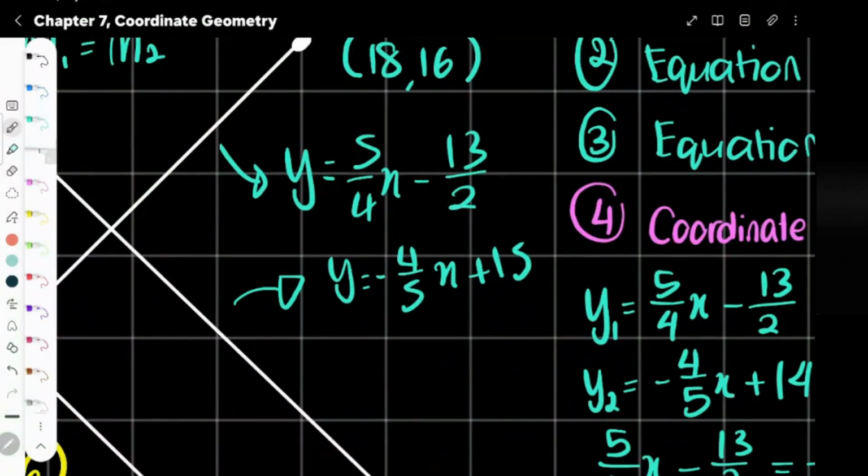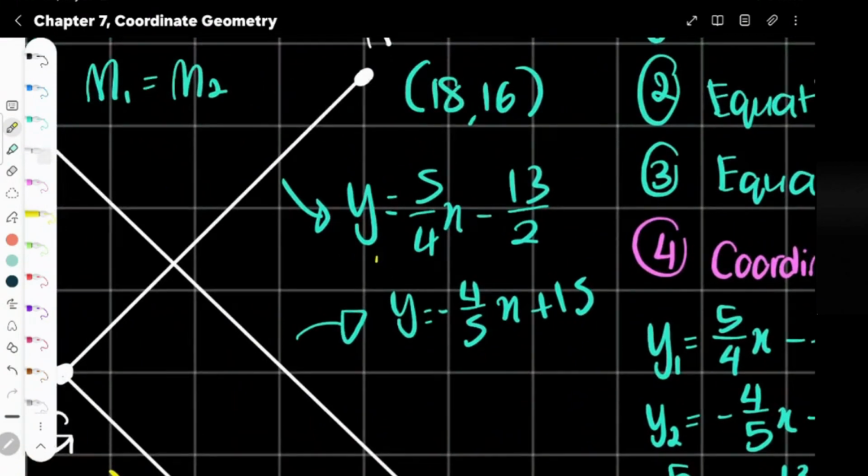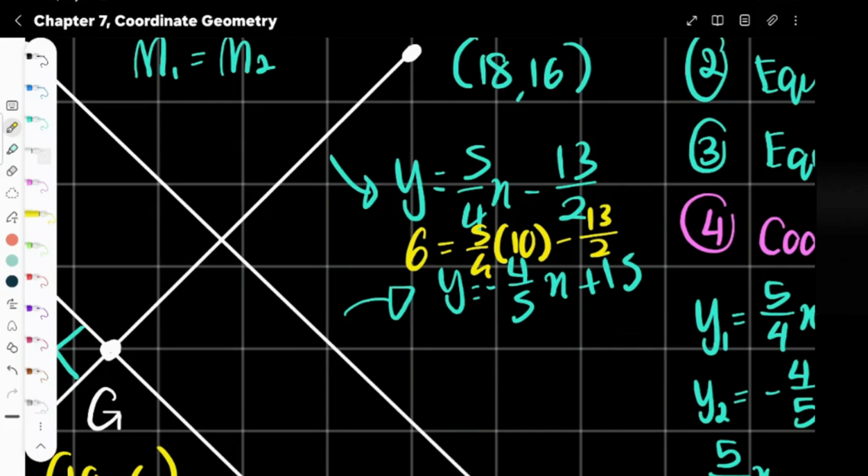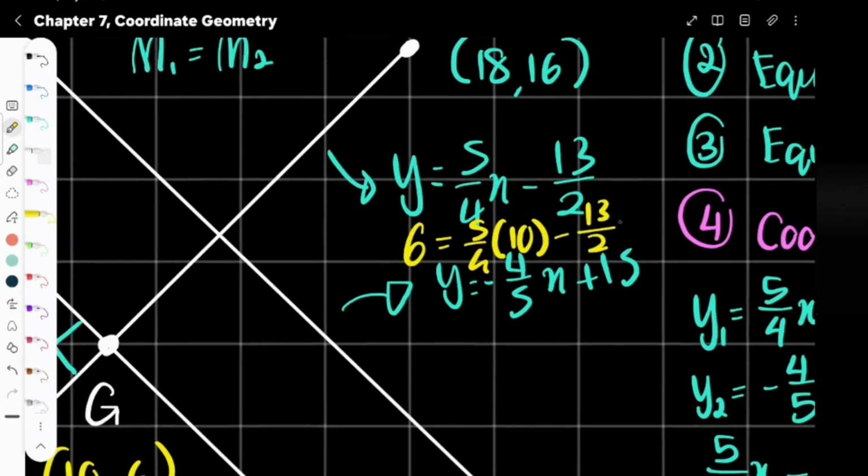If you were to use this one, so this one 6 equals 5 over 4 times 10 minus 13 over 2. Okay, let's do. Minus 13 over 2. Yes, finally, this is equal to 6 as well. There you go. Sorry for my mistake.